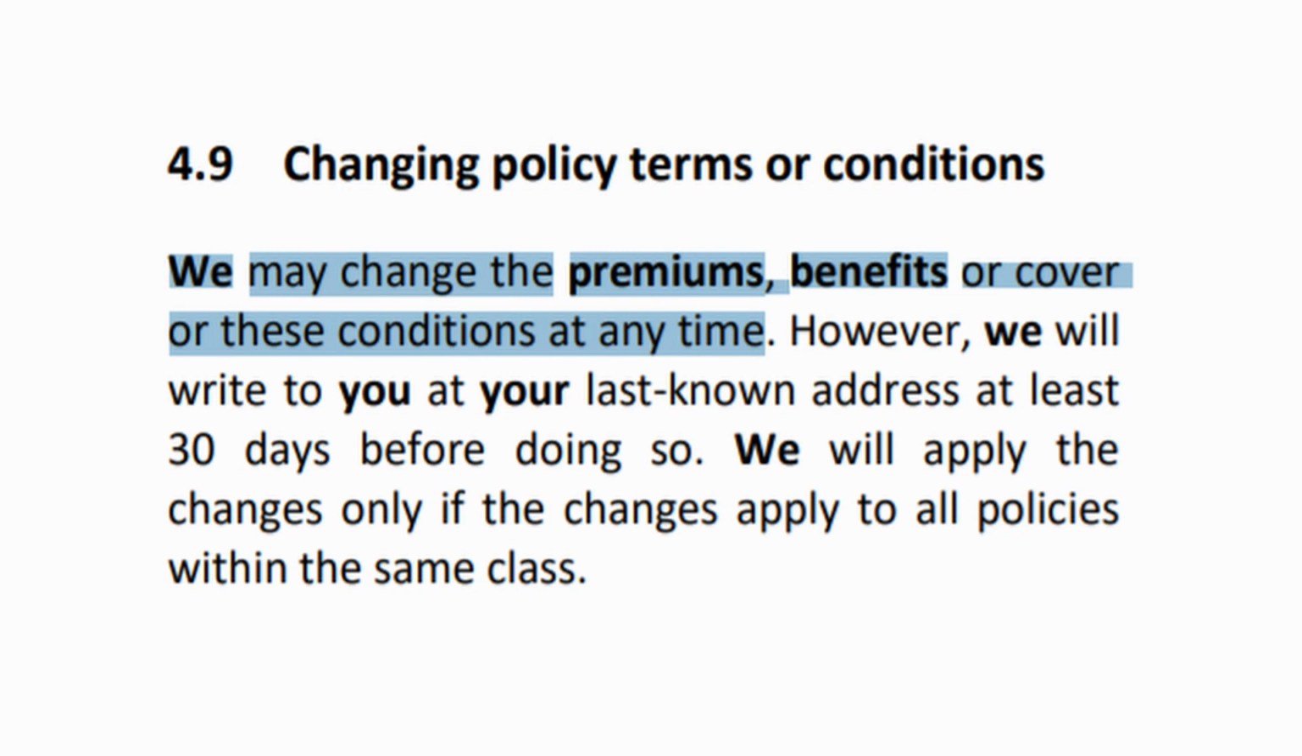And the second one is the change of policy terms and conditions. And they say that they may change the premiums, benefits, or cover all these conditions at any time, but they will notify you 30 days in advance before they do it. So like I mentioned before, integrated shield plan is a yearly renewal policy. And when they feel that premiums are not enough to cover the claims, or if they want to add or remove any features of the policies, they can choose to do so upon the renewal. But that is also under the condition that everyone's policy conditions are affected. That means they will not just single you out to change your policy term while everyone else's policy term remains the same.